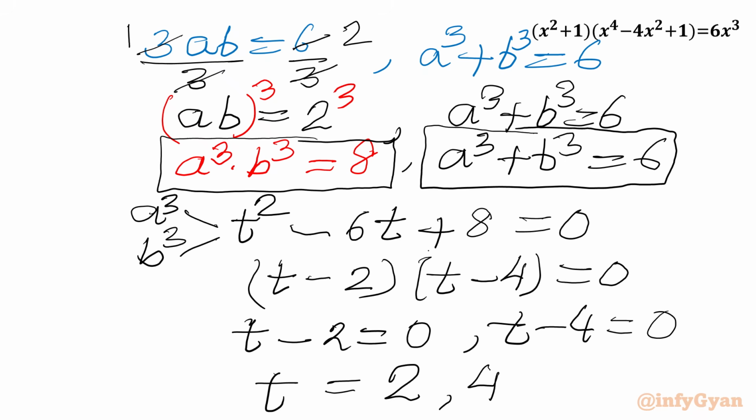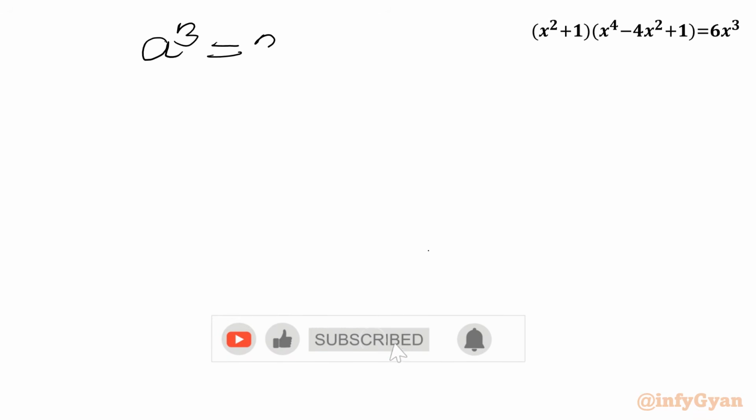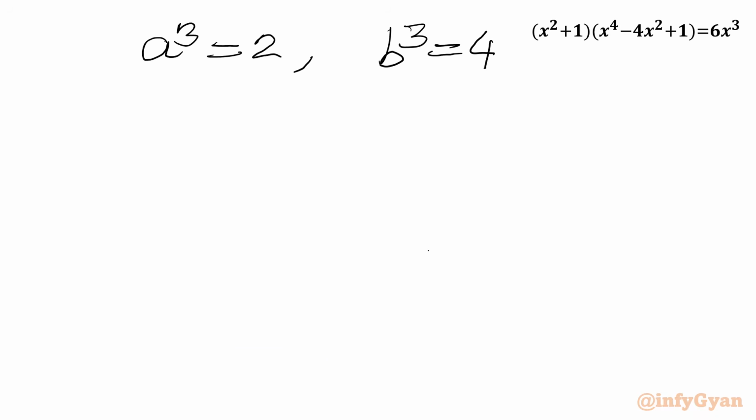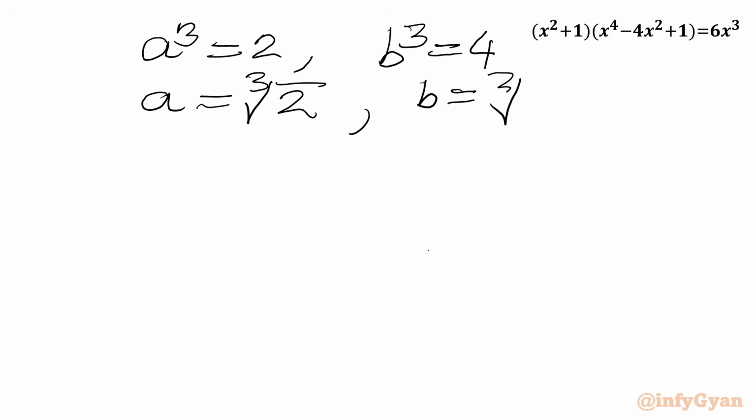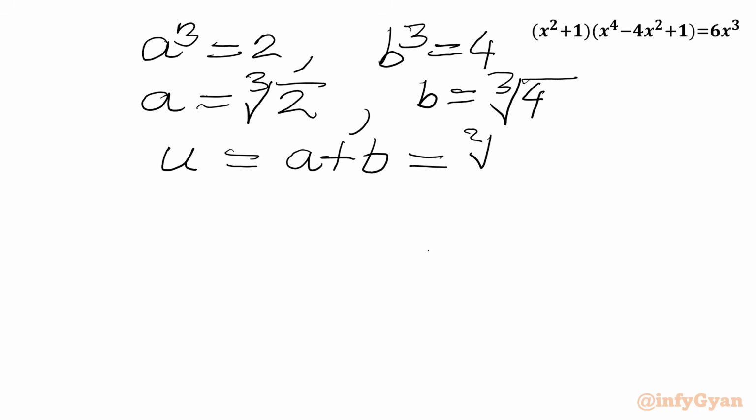Now t is a cube or b cube. So I am considering 2 equal to a cube. So I will write a cube equal to 2, b cube equal to 4. For real values of a and b, we will take the cube root. A will become cube root of 2. B will become cube root of 4. Now we can easily find u, which is the sum of both, a plus b. A is cube root 2, b is cube root 4.